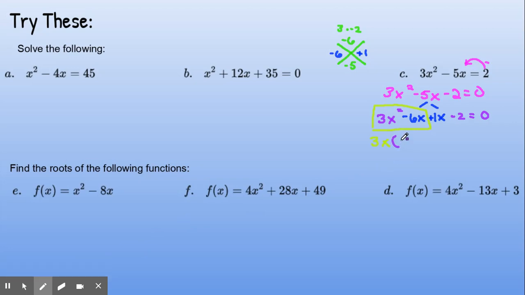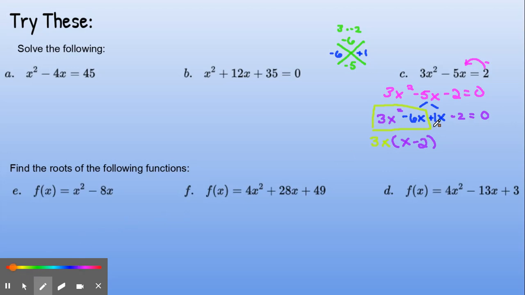And I'm going to be left with 1x, right? 3 divided by 3 is 1. X squared, take x away, is an x. Minus 2. Negative 6 divided by 3 is negative 2. X taken x away no longer exists there.